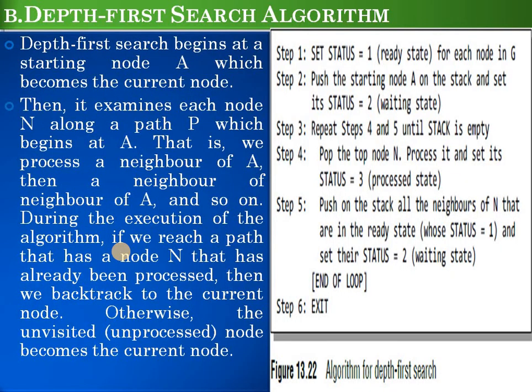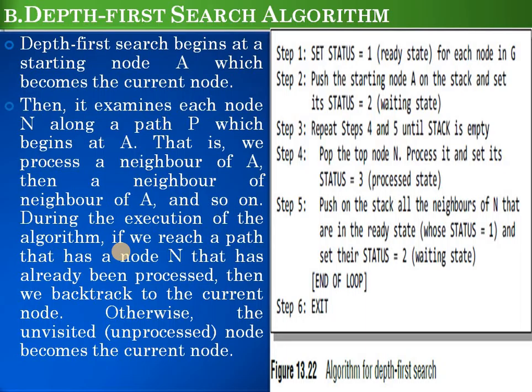Now, depth first search algorithm. Depth first search begins at the starting node A, which becomes the current node, and then it examines each node N along a path P, which begins at A. This is going to the depth of the tree or the depth of the graph, and after that it will backtrack. First it starts from A, the current node, the root node. Then it examines each node N along a path P which begins at A. That is, we process the neighbors of A, then the neighbors of those neighbors, and so on.